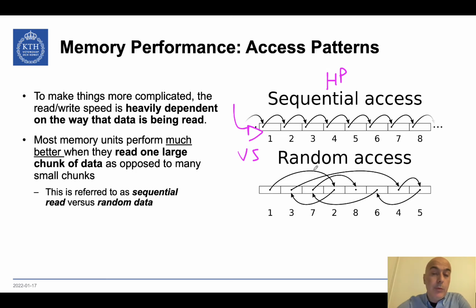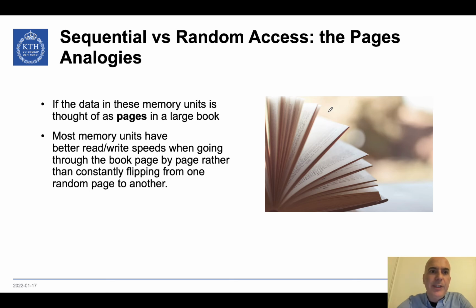So what we will see is that one of the optimization techniques is to store our data in blocks of data that we know are accessed sequentially by the application itself. A second analogy for this lecture is the analogy of memory as a book, to describe the difference between sequential and random access.